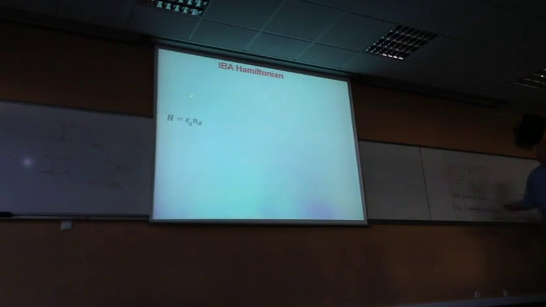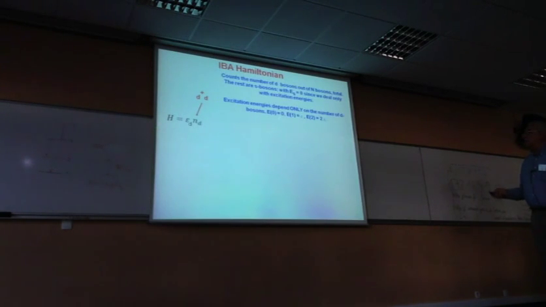Okay, so now I'm going to write the full IBA Hamiltonian. The simplest possible Hamiltonian you could write is epsilon sub d n_d. Epsilon d is just the energy of a d boson. Since we're dealing with excitation energies, we imagine that the s boson has zero energy. And so the energy of states in this Hamiltonian is just the number of d bosons in the wave function times epsilon d. So it just counts the number of d bosons out of N.